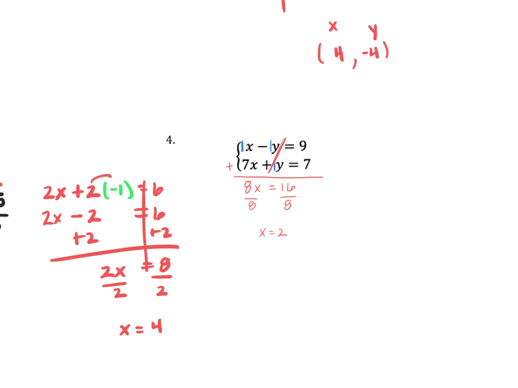So now that I have my first letter done, I'm going to use that 2 that I just found, and I'm going to plug it in for an x on either the top one or the bottom one. Let's try the top one this time. It does have a negative, but we don't have to really be afraid of negatives. We can avoid them if we want to, but sometimes we might just want to try them, just to make sure we're on the right track.